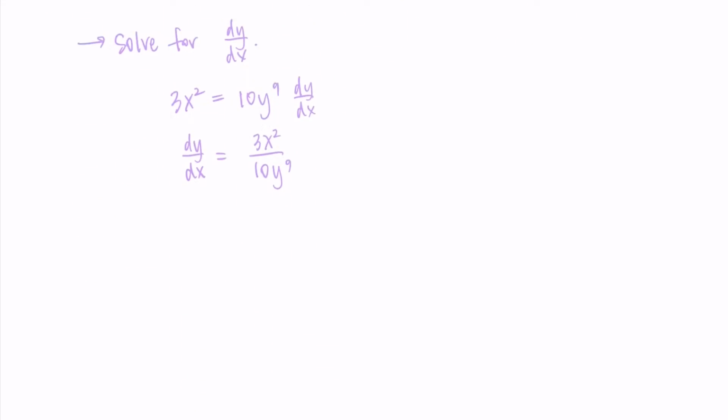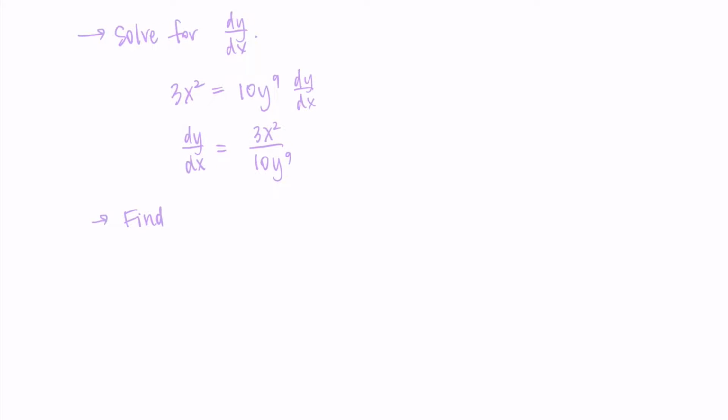It's 3x squared over 10y to the 9th, and I just need to evaluate it at the point (5, 1). So I'm going to plug 5 in for x and 1 in for y and simplify. I'm getting 3 times 25 over 10. We can divide 25 and 10 by 5. That's just how I'm going to simplify the fraction. You can simplify it however you'd like. I do 25 divided by 5 is 5. 10 divided by 5 is 2. So I'm left with 15 over 2.